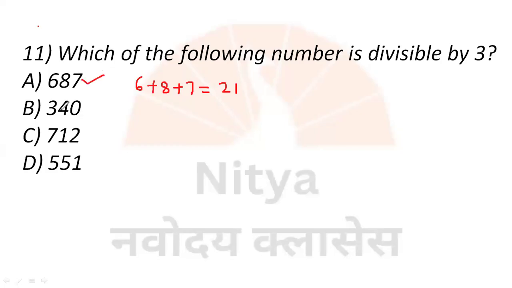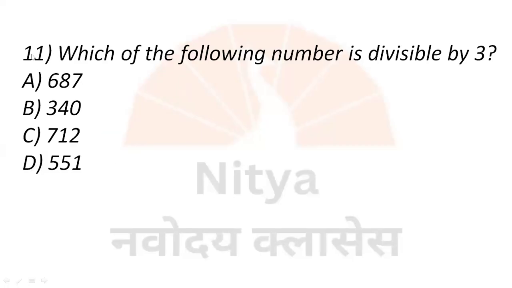If you want, you can check also option number B. 4 plus 3, that is 7. When we add, we get 7. And 7 plus 1 plus 2, that is 10. So 7 is not divisible by 3 and 10 also not divisible by 3. And 5 plus 5 plus 1, so that is 11. So 11 is also not divisible by 3. So our answer will be option number A, 687.